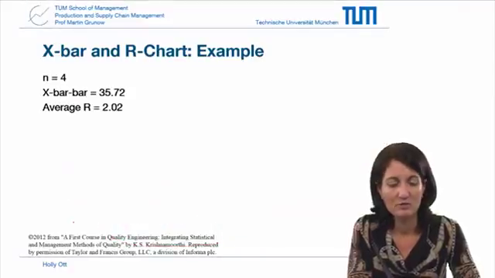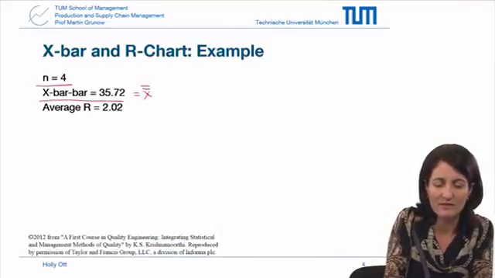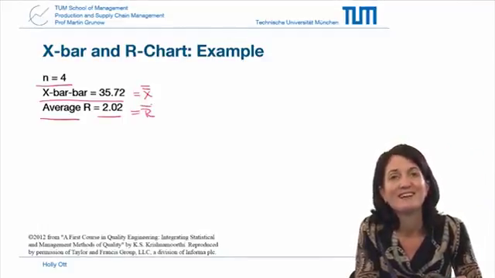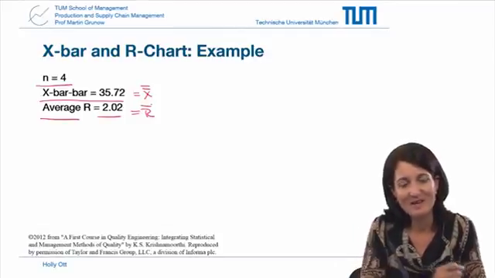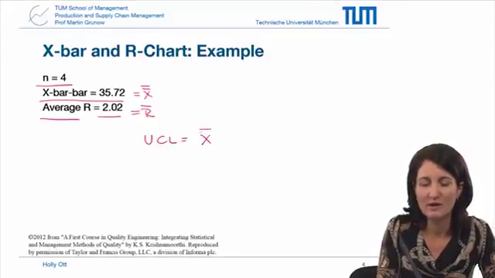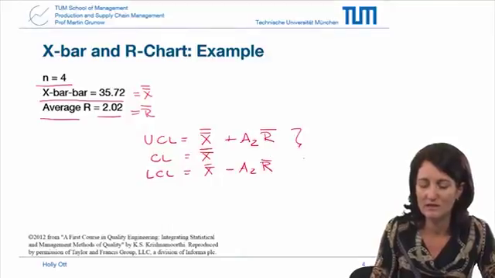So now what do we do next? We've got n equals 4, X-bar bar equals 35.72, and our R bar is 2.02. Now we need to calculate the control limits, and we'll do that in part 2. But let's remember that for the X-bar chart, the upper control limit is equal to X-bar bar plus our constant A2 times R bar. The center line is X-bar bar, and the lower control limit is X-bar bar minus A2 times R bar.